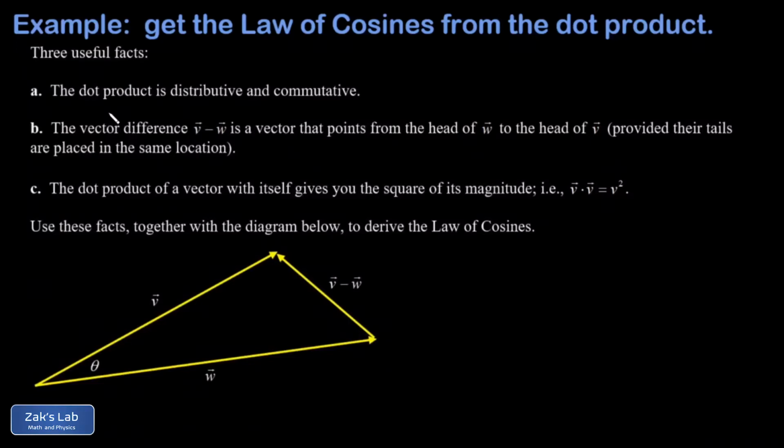In this video, we're going to rederive the law of cosines from the properties of the dot product. So we're starting with some useful facts about the dot product. A, it's distributive and commutative. So commutative means you can reverse the order.